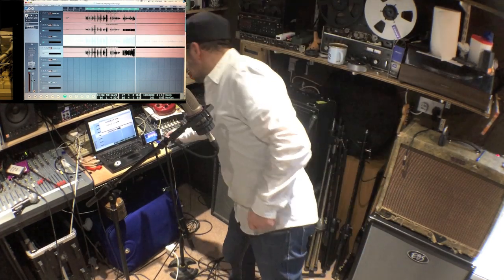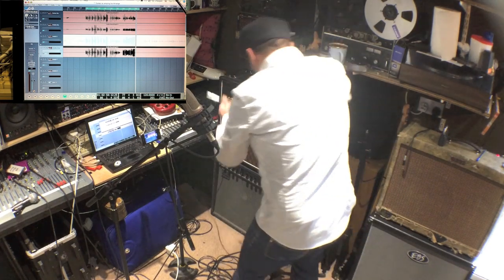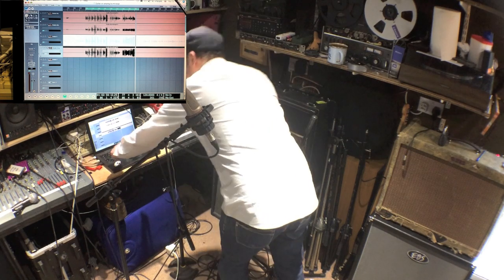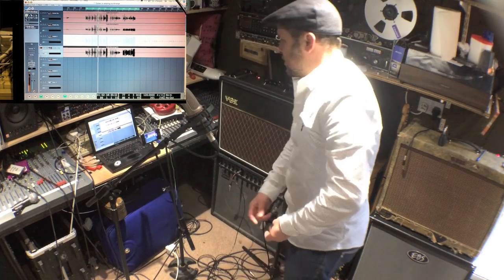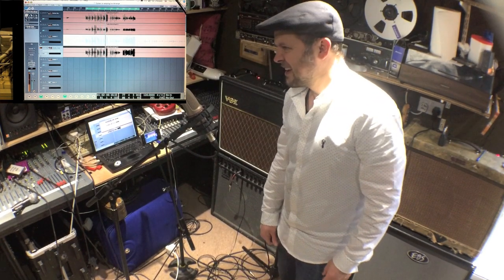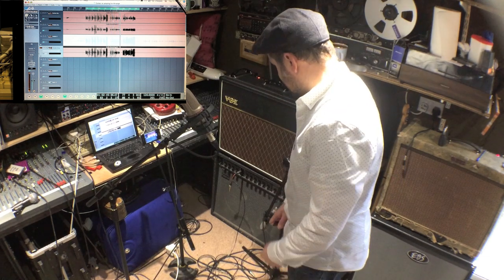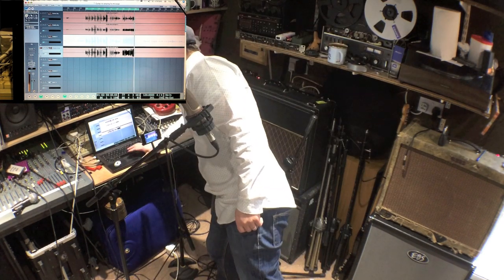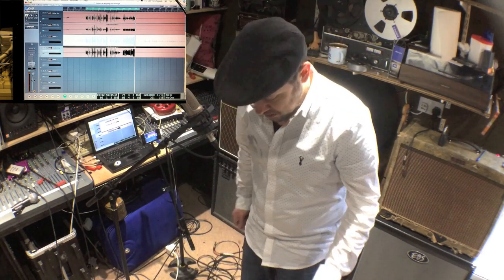So I'm going to play the guitar amp. Let's leave the mic on the JC, and I'm going to put the Fender amp through the JC. I quite like that. I think that's all right. I think that's pretty good. There's all sorts of possibilities.